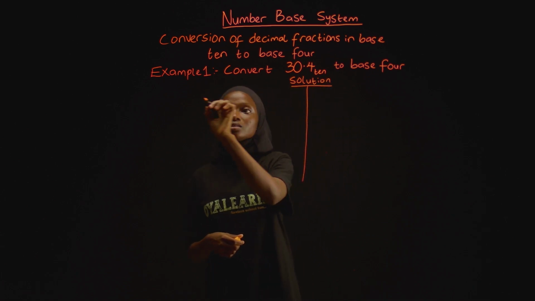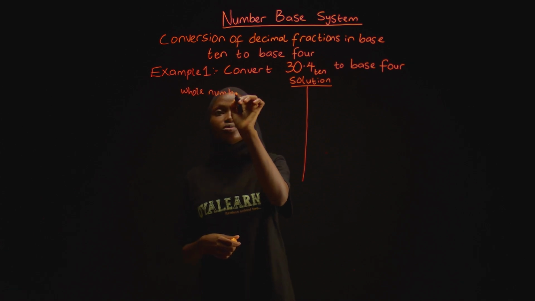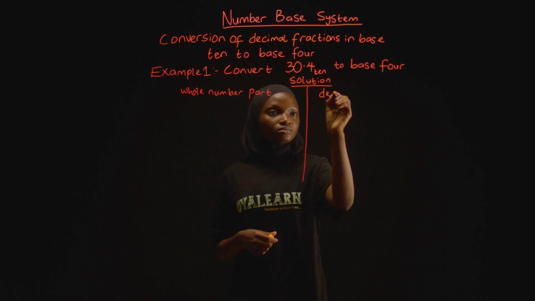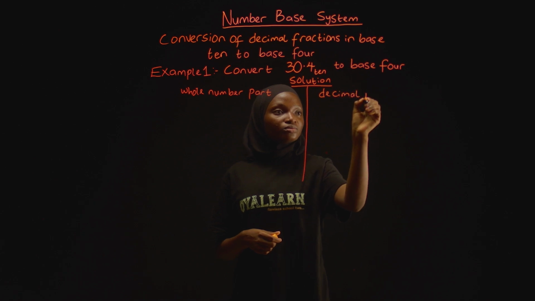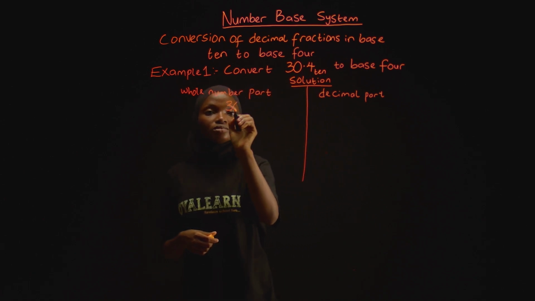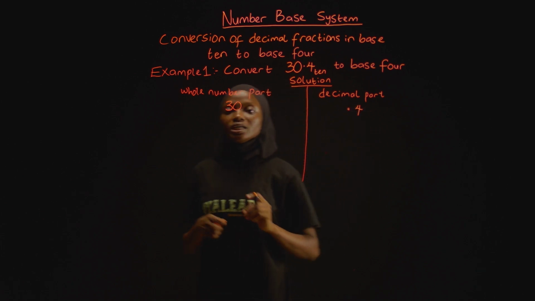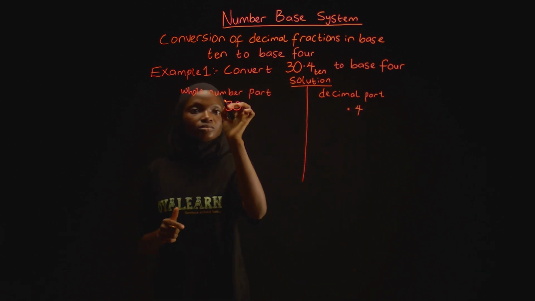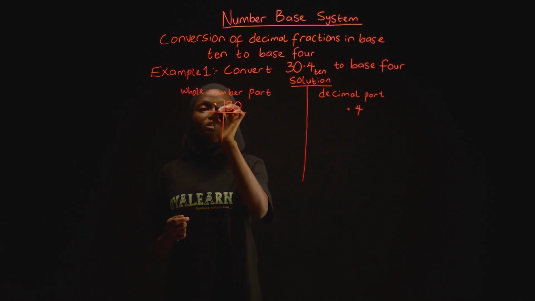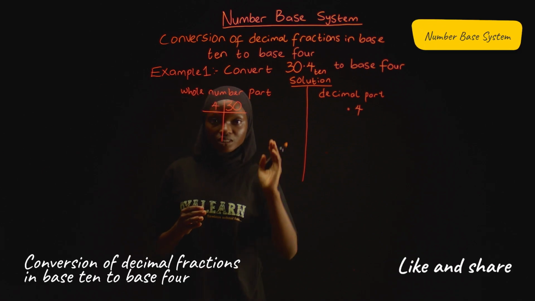The whole number part, decimal part. The whole number part you have 30, the decimal part you have 0.4. So let's convert separately. To convert 30 to base 4, we draw the table, we divide repeatedly by 4 until further division is no longer possible, then you read the remainders upwards.